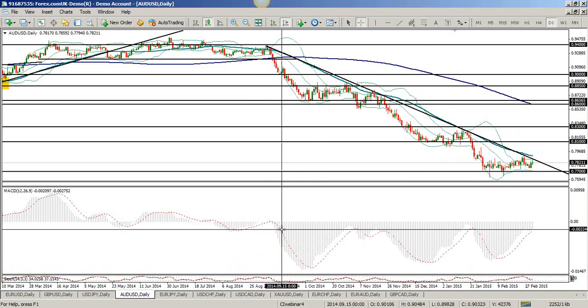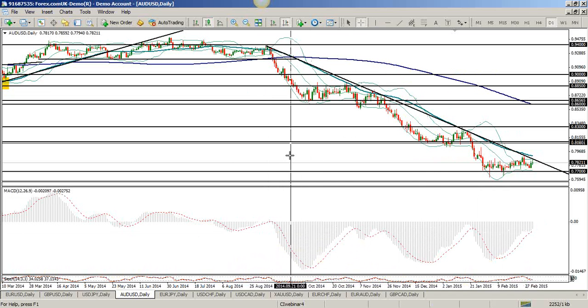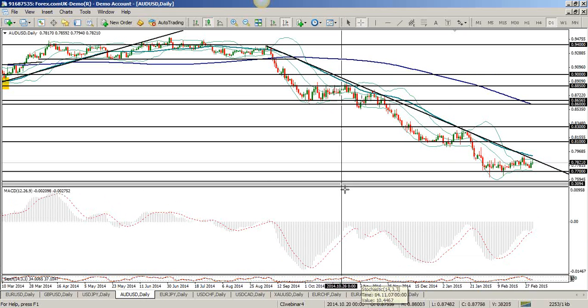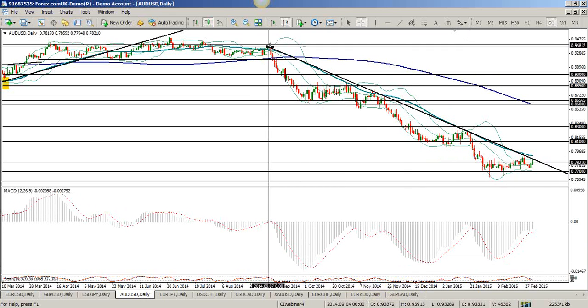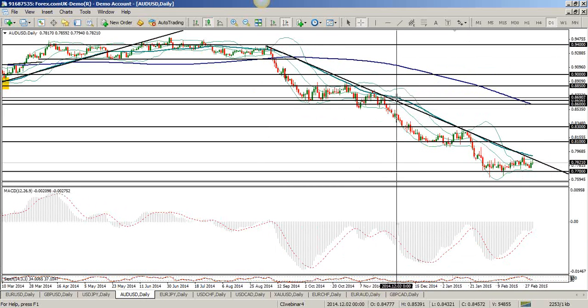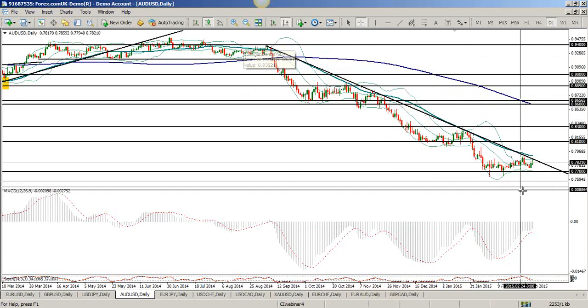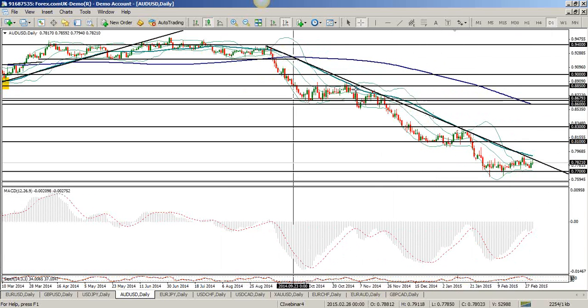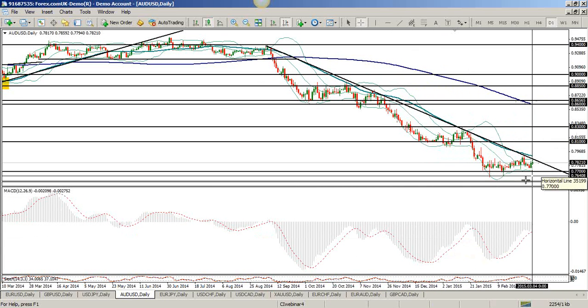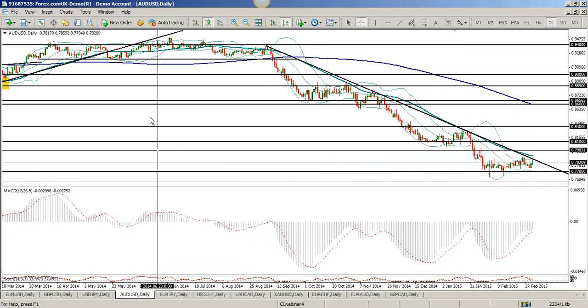I continue to be bearish on Aussie dollar, not just because of this, not just because of stochastics, not just because of this trend line, not just because of this moving average, and not just because of everything else I see here, but all put together. So I'm looking to the downside on Aussie dollar, if you didn't know that already.